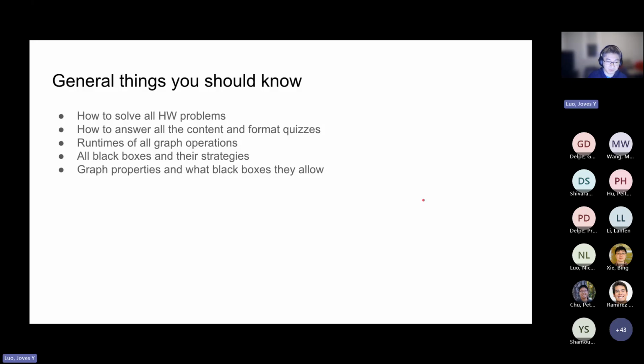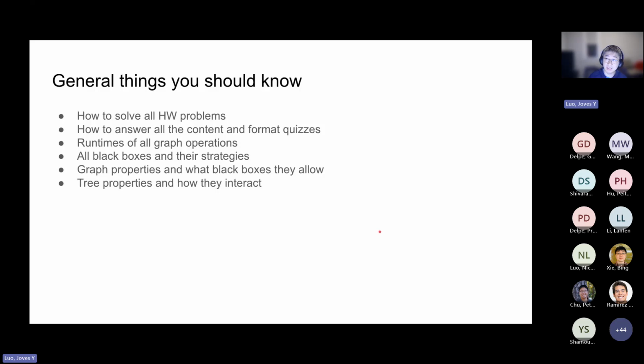Graph properties and what black boxes they allow. So I talked about this earlier. You need to be able to recognize when a graph is undirected and has a weight, what algorithms care about that. If a graph is directed and unweighted, what algorithms care about that. If a graph has negative edges, what graph algorithms allow for that. So keep that all in mind. Go learn that.